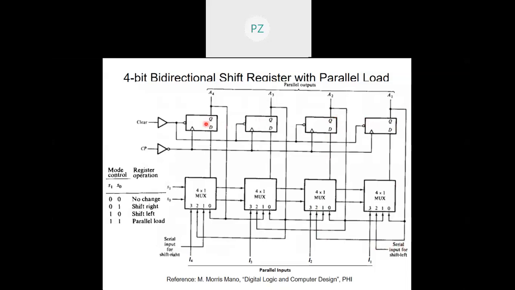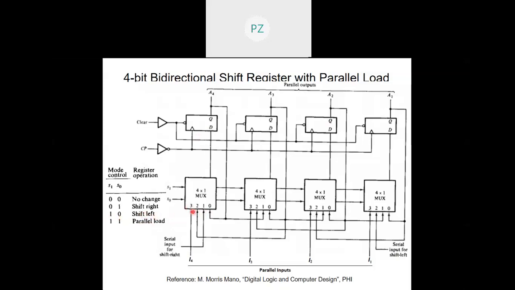Shift left has taken place, right? And this will be the serial input for shift left. So whatever was there as A3 will go as A4. Whatever is there as A2 will go as A3. And whatever is there as A1 will go as A2. And A1 will receive a serial input for shift left. So I say that 1, 0 means shift left.